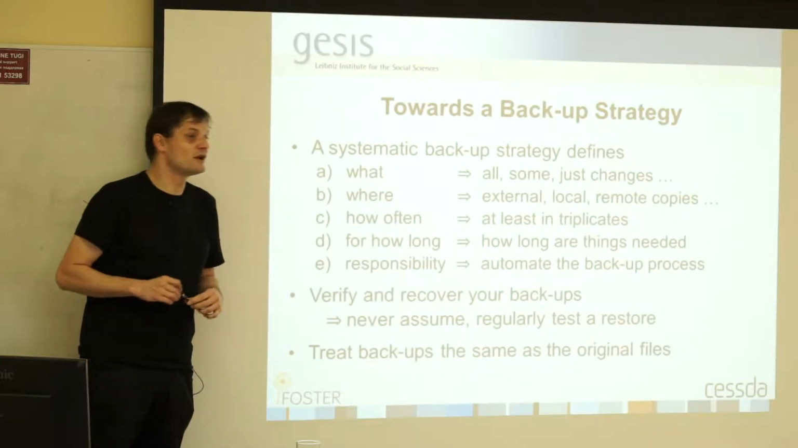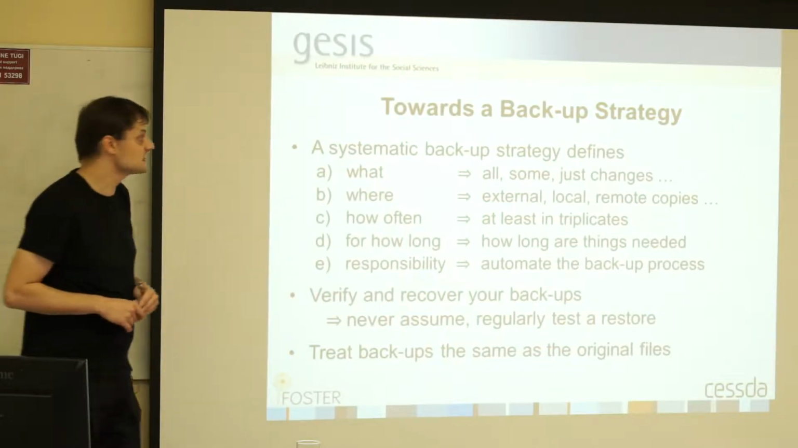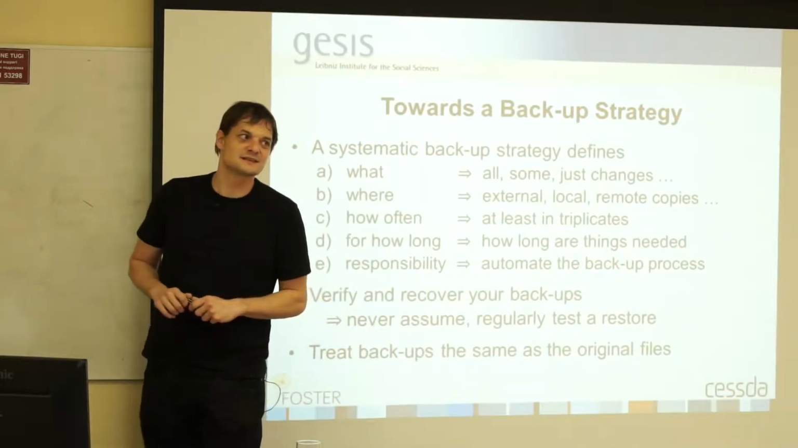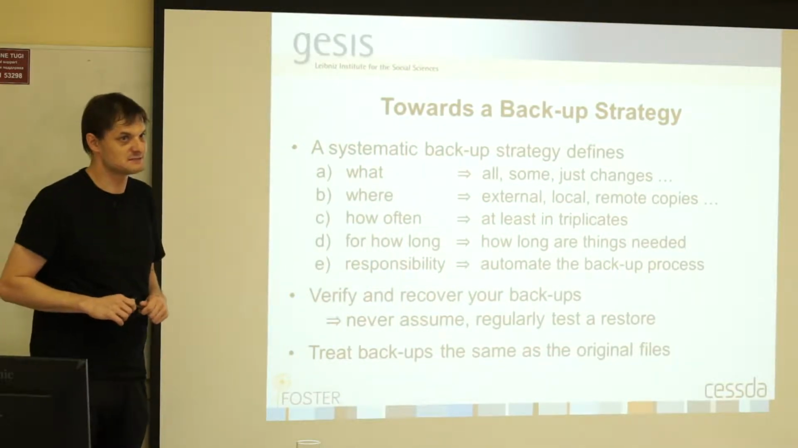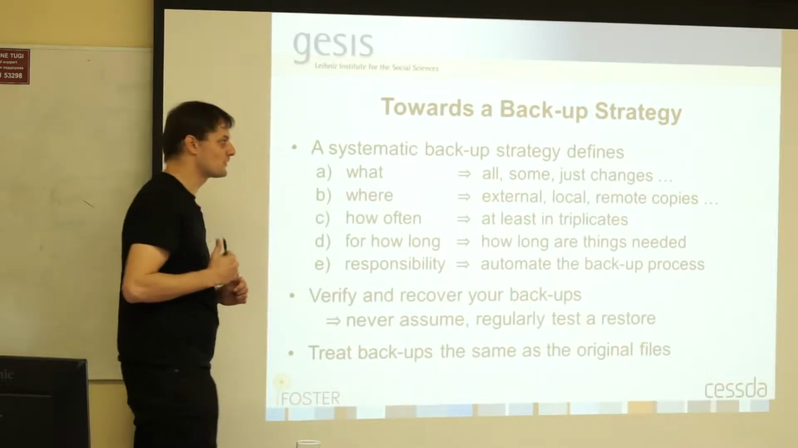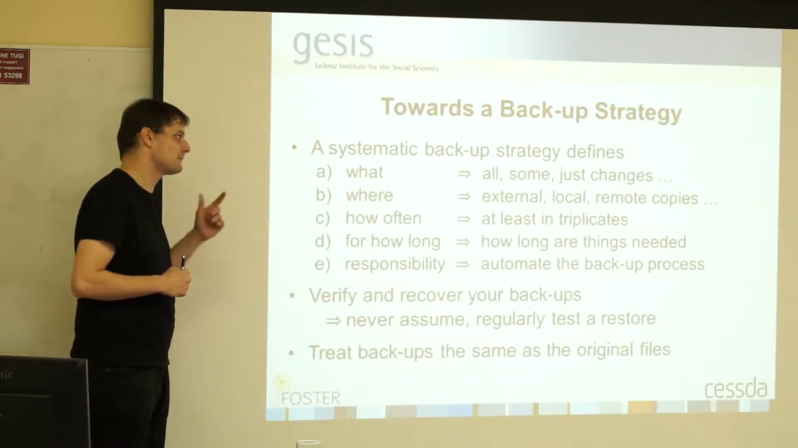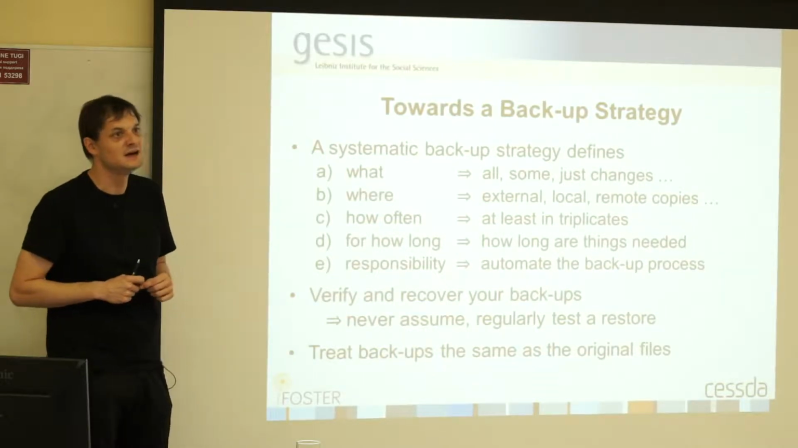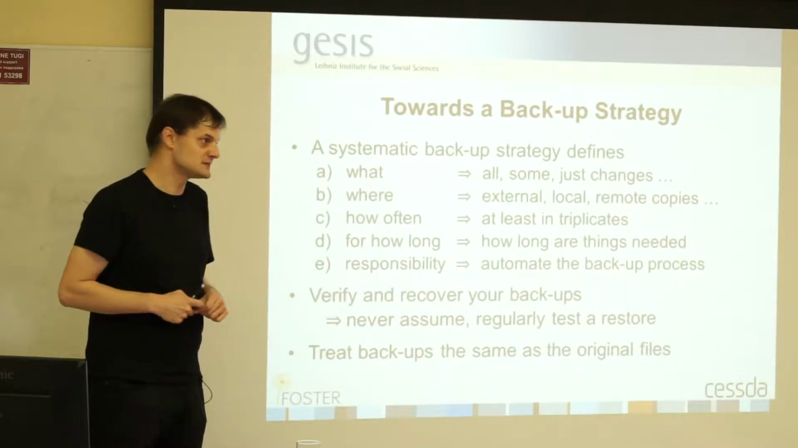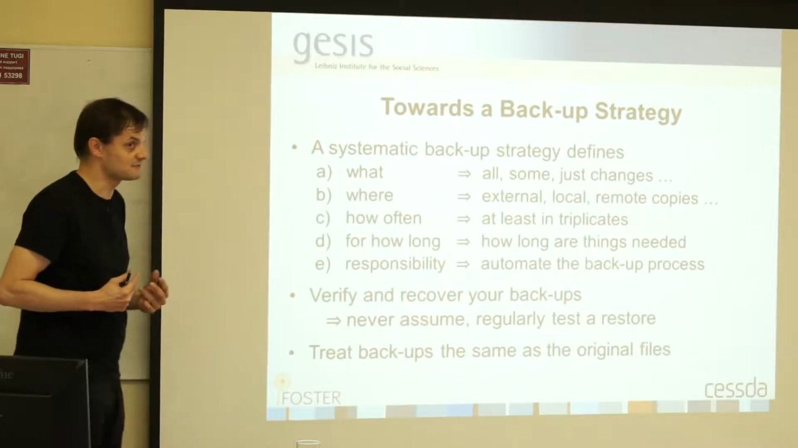The second question is, where are things backed up? Is it done externally, locally, or on remote copies? Once again, remember that backing up on your own computer doesn't make any sense if your computer fails, because it means that your backup is not accessible anymore. So you should back up at least one of the copies externally. And the best thing you can do is to have this external copy not at the same place where your computer is. So if your office burns down and your external copy is at home, you will hopefully still have this external copy.